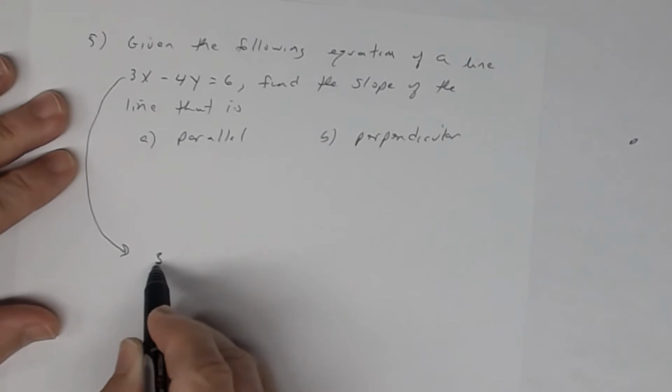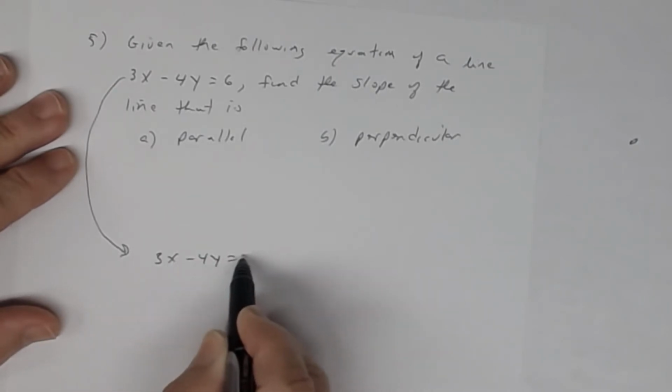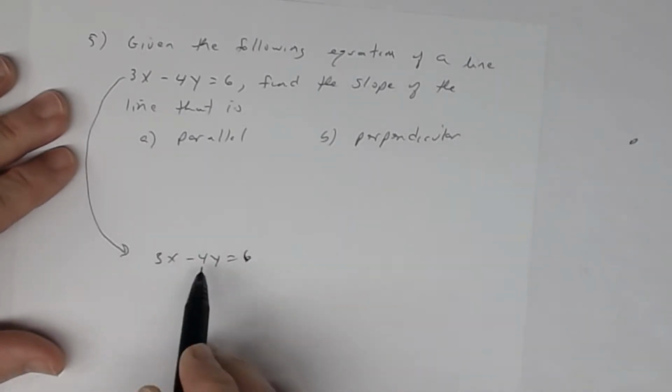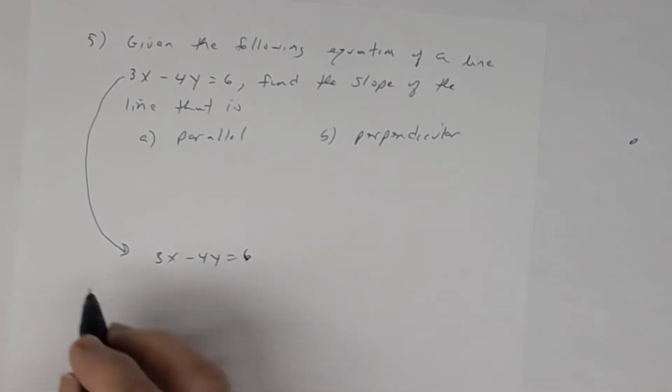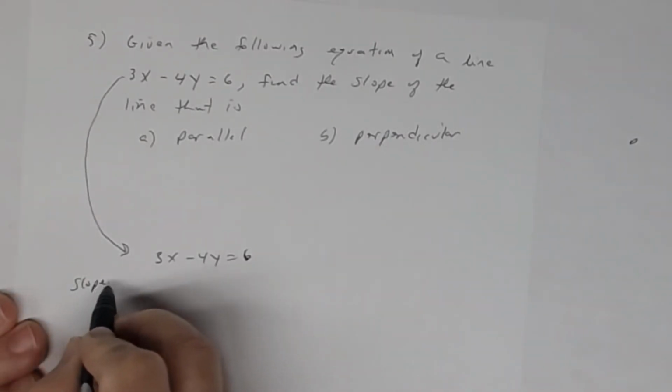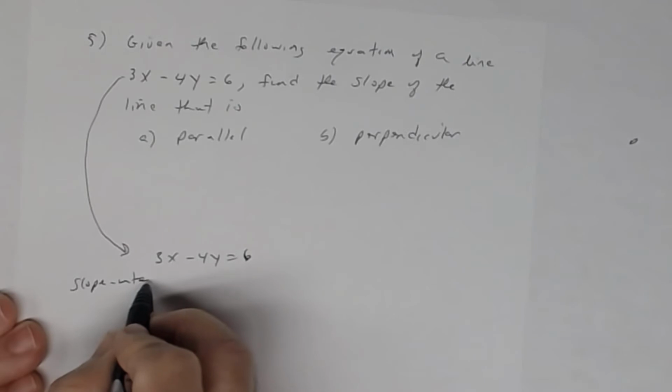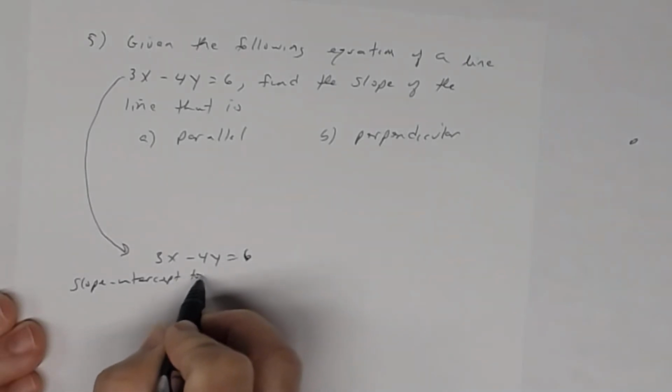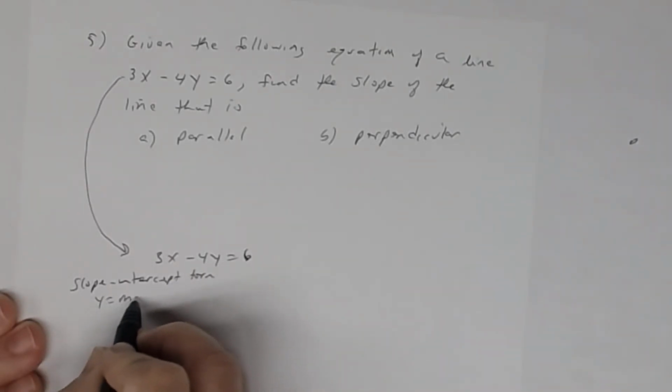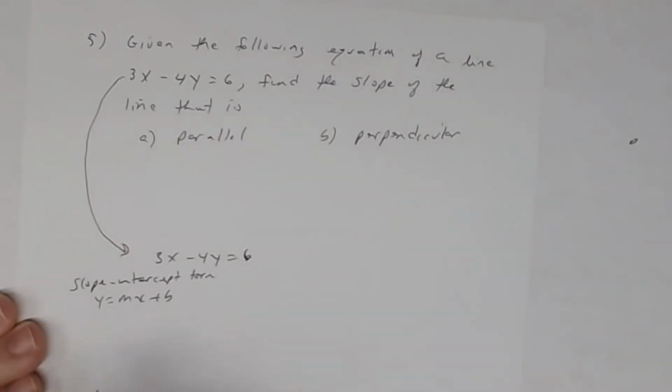I'm going to rewrite this over, and we have to get y by itself. We have to put this in slope-intercept form. So y equals mx plus b. Notice in all the problems, we did not use the y-intercept at all. All we needed was that slope.